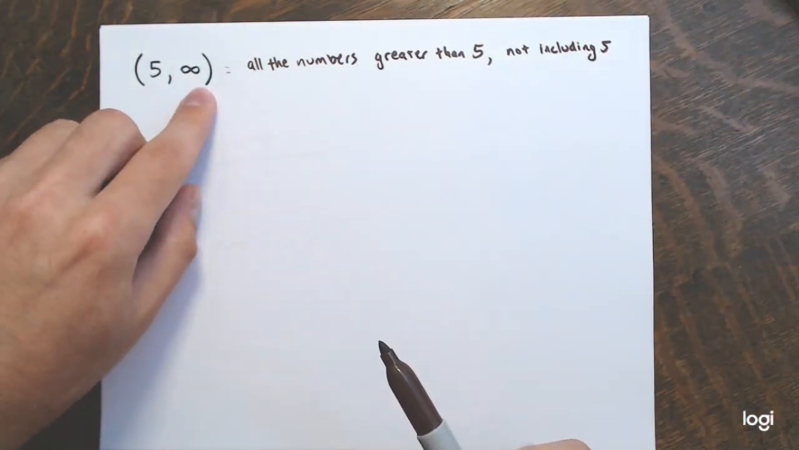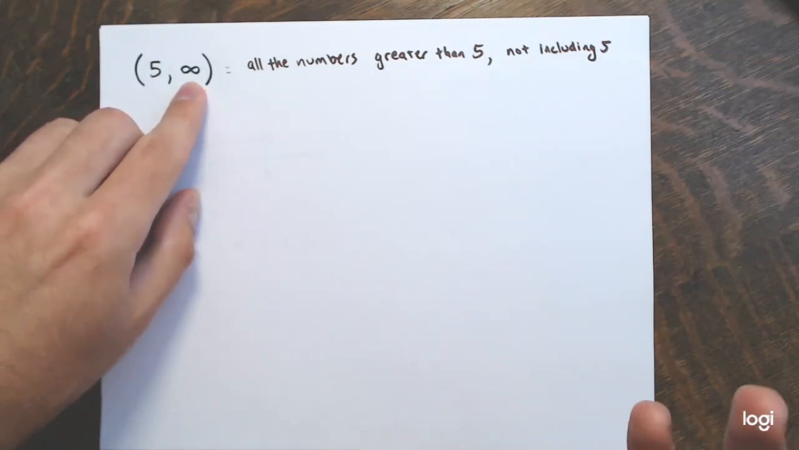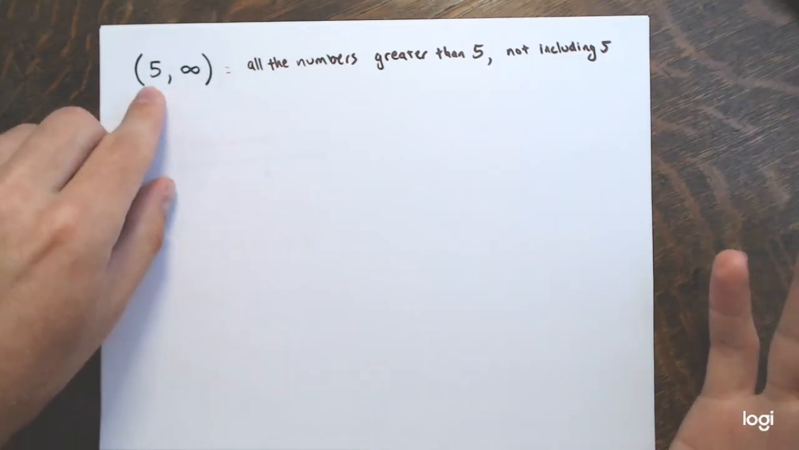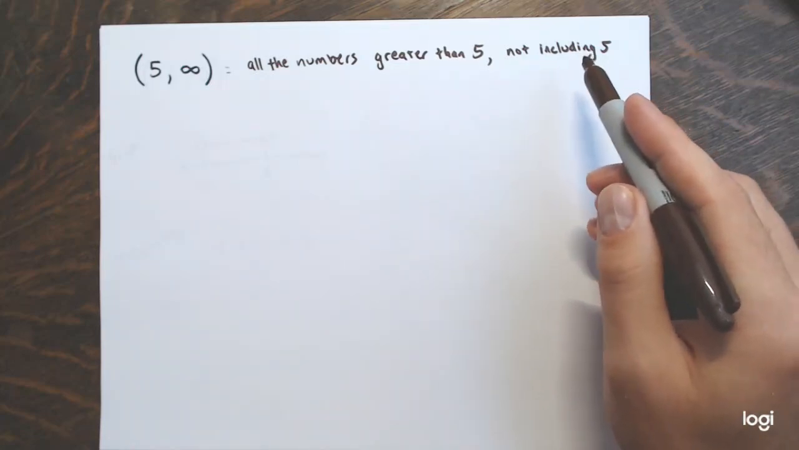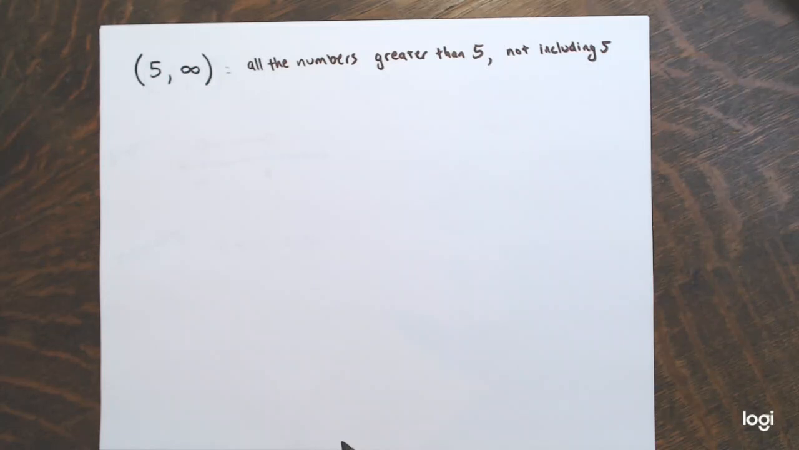And I never mention anything about infinity, right? I'm not going to say not including infinity because infinity is not a number, right? The only one that's an actual real number here is the 5. So that's the only one I talk about at the end there, not including 5. Infinity should always have parentheses around it. It's not a number, it's just an idea.